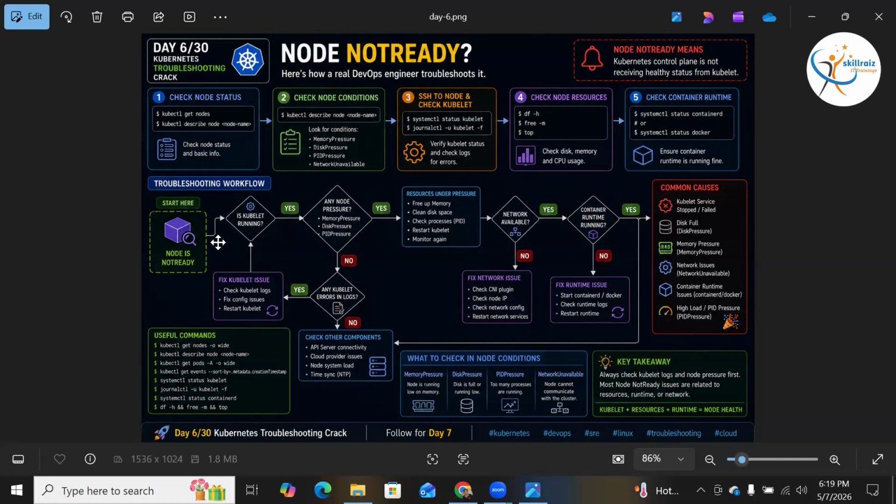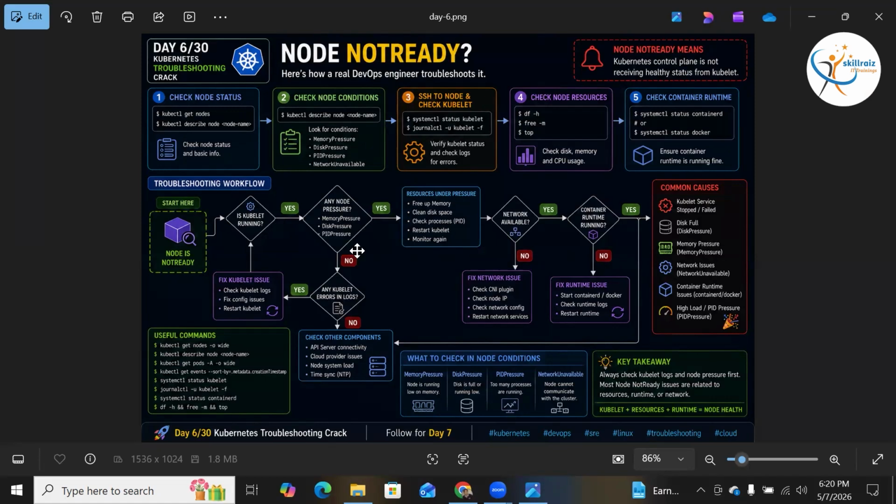If you look at the workflow, first check the status of the node, check the events, and check whether the kubelet service is running or not. If it is running, then you can look for different issues on the node like memory, CPU, and disk issues. If you find anything related to that, you can try to free up the memory, clean up the disk space, and check the processes. Any zombie process, you can kill, restart the kubelet, and make sure that it gets resolved.